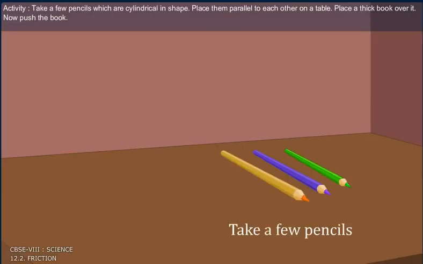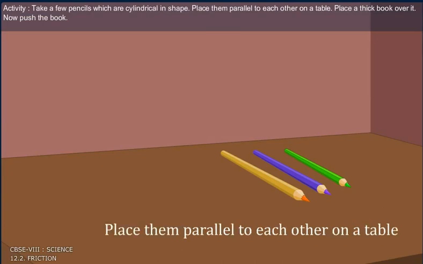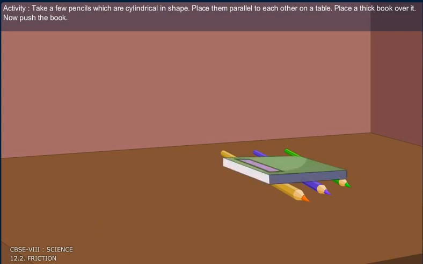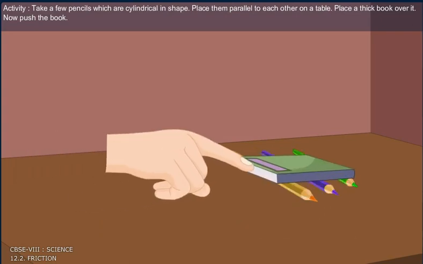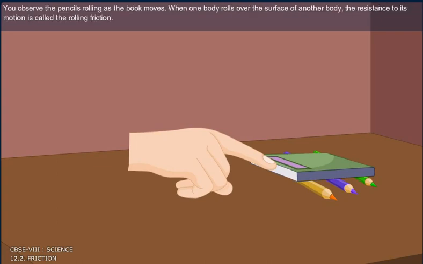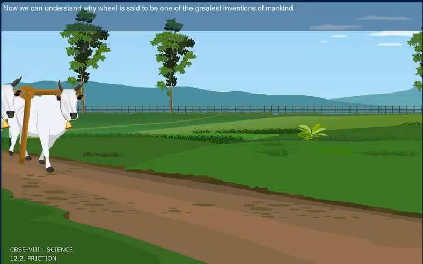Activity. Take a few pencils which are cylindrical in shape. Place them parallel to each other on a table. Place a thick book over them. Now push the book. You observe the pencils rolling as the book moves. When one body rolls over the surface of another body, the resistance to its motion is called rolling friction.